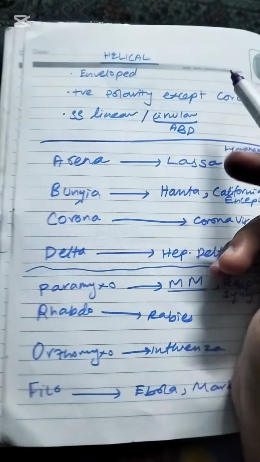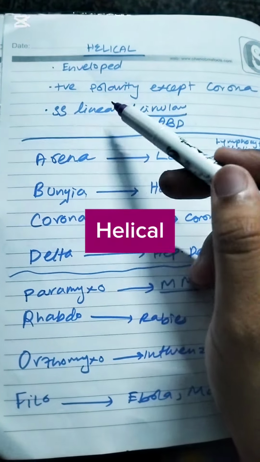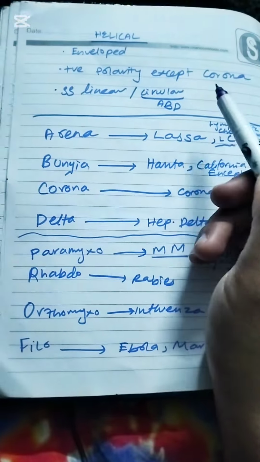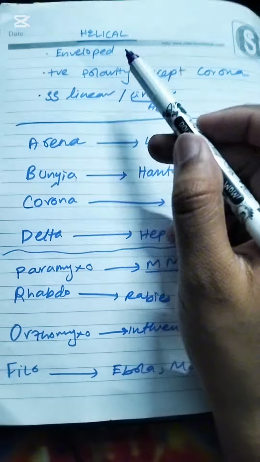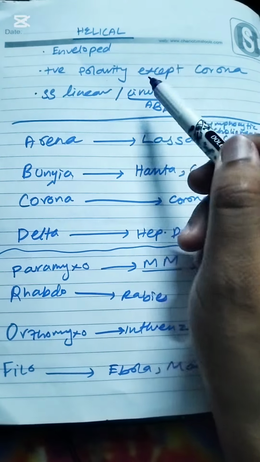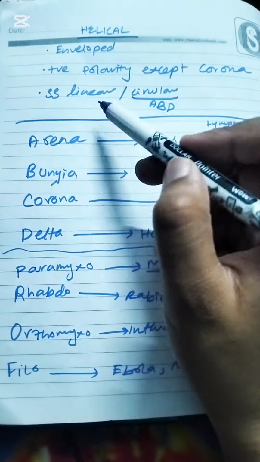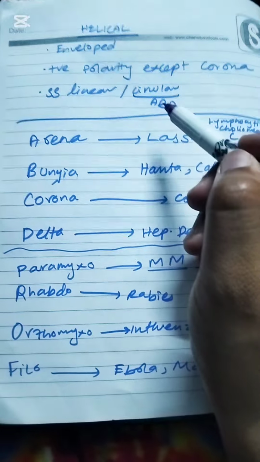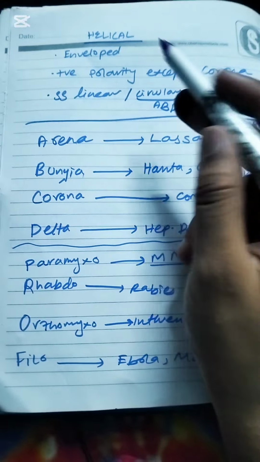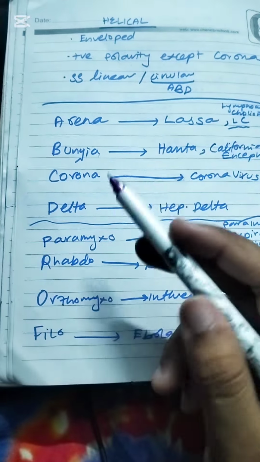Now let's talk about the helical viruses. Helical viruses are enveloped and they have positive polarity. All of them have positive polarity except for corona. So the helical type of viruses are all enveloped and have positive polarity except for the coronavirus, and they are all single-stranded and linear, or they might also be circular. A, B, and D are circular. The ones are A, B, C, D, and PROF: A, B, C, D, PROF.